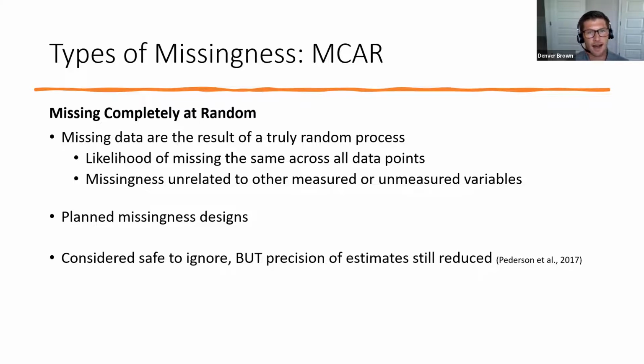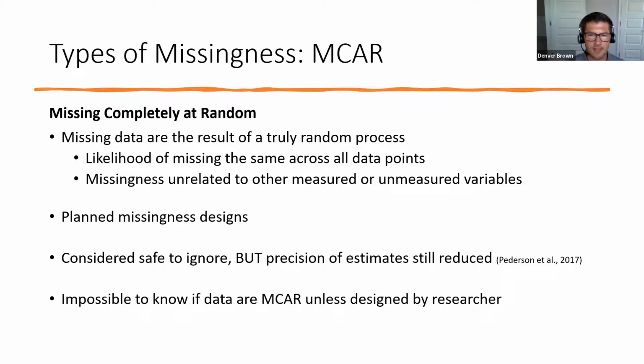The precision of our estimates will be reduced because we would be reducing our sample size. We know that when we get bigger samples, we generally have more precision. And unfortunately, it really is impossible to know whether data are missing completely at random unless it is designed by the researcher. Now, you're probably wondering, well, how do we handle this then?